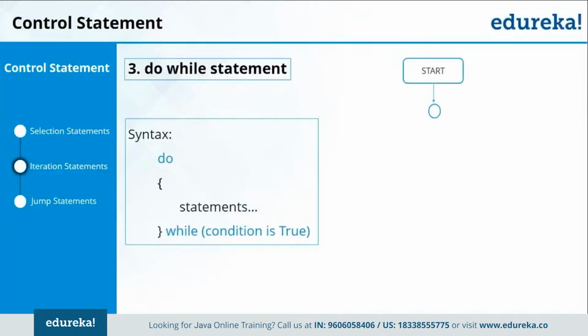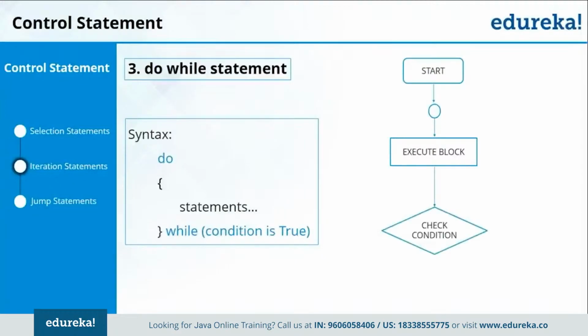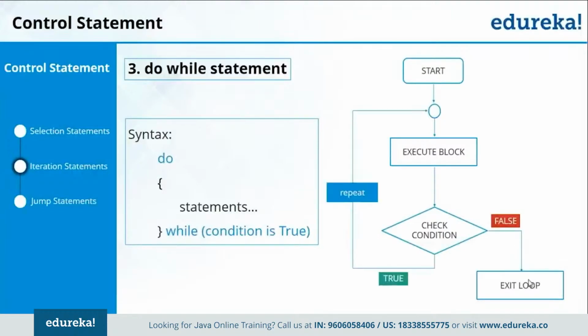So you always start at a point and then you execute the block of code that you want to execute. This runs at least once. Then you check if the condition is true or false. In case it is false, then you exit the loop. But if it's true, you go back to the point of do and repeat the same execution of the statements. So are you clear with respect to how a do while statement works?